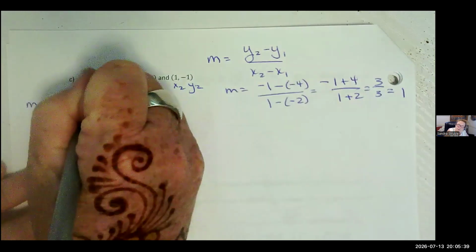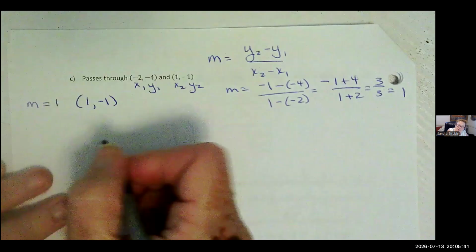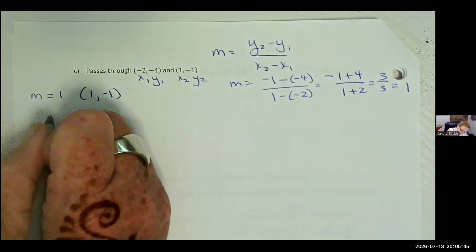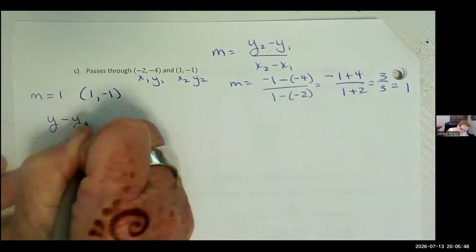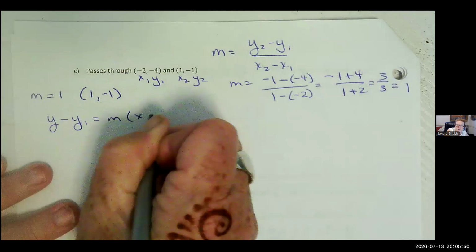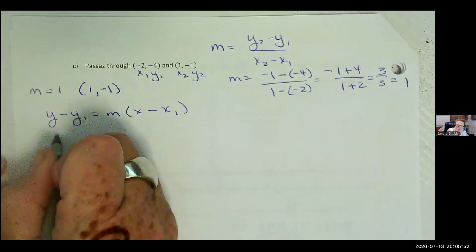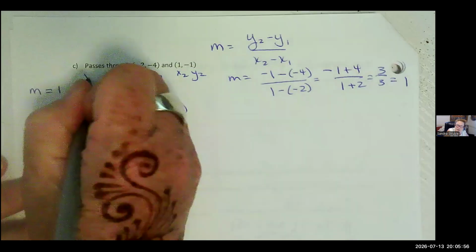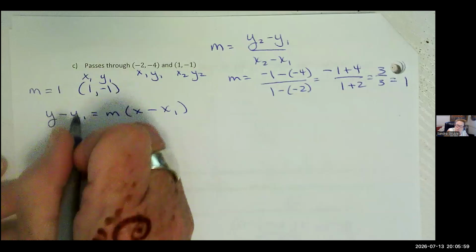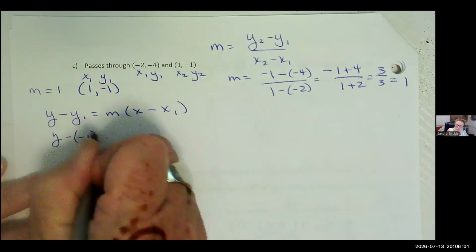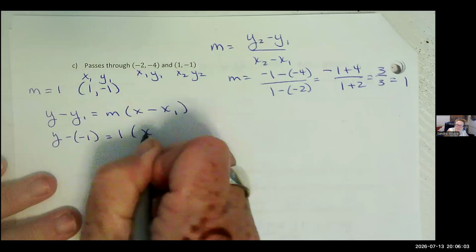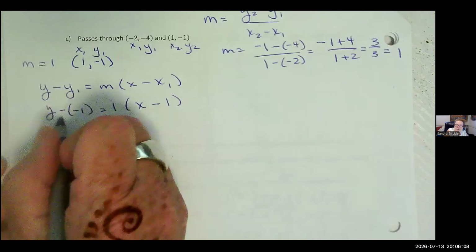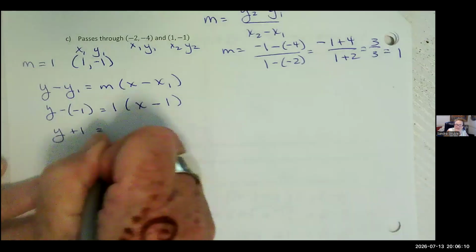All right, since my slope is an integer, I'm just going to use the point-slope formula. y minus y sub 1 is equal to m times x minus x sub 1. Remember, this is x sub 1, y sub 1. y sub 1 is negative 1. My slope is 1. And then x minus x sub 1 is 1. This becomes y plus 1. Distributing, this becomes x minus 1.